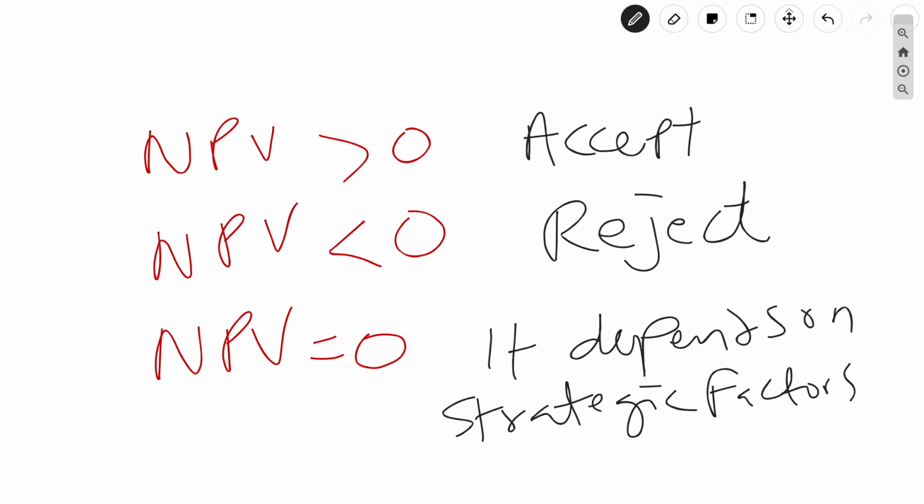So this used to be a regular on the PMP exam. Should you accept the project? Should you reject the project? And so on. There are a number of other metrics that come into this discussion. There's IRR, there's BCR, and there's payback period, and of course NPV that we just talked about.